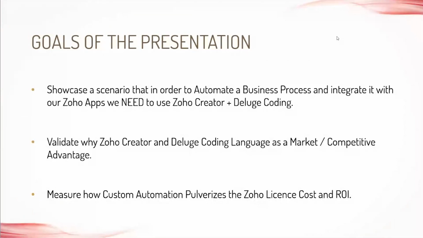Okay. So my first goal will be to showcase a scenario to automate a business process and integrate with our Zoho app. I'm gonna justify why we need Creator plus Deluge coding. I'm trying to justify that with the Zoho apps that we have, when we implement these kind of tools, we can get a lot better results in some types of automations, right? So I want to prove that to you, that sometimes we need Creator plus Deluge to make this happen.